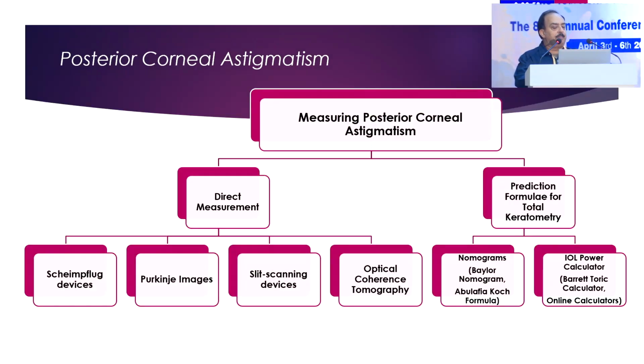So how to measure PCA? Posterior corneal astigmatism can be directly measured if you have good equipment like Scheimpflug devices, Purkinje images, slit scanning devices, and SS-OCT based machines. Or we can use prediction formulas, that is the mathematical models like the Abulafia-Koch formula or the online calculators or the Barrett Toric calculator.